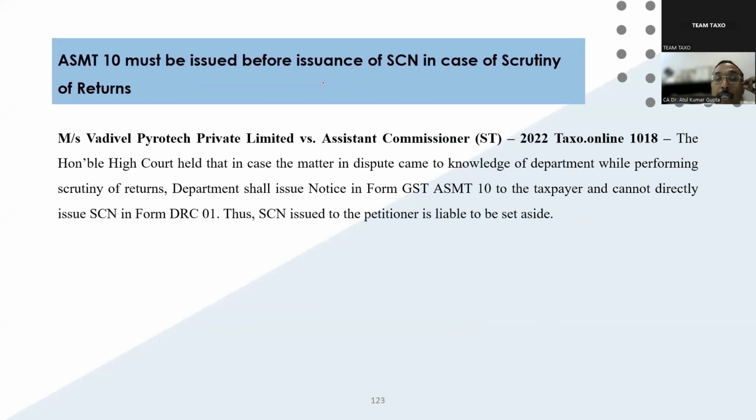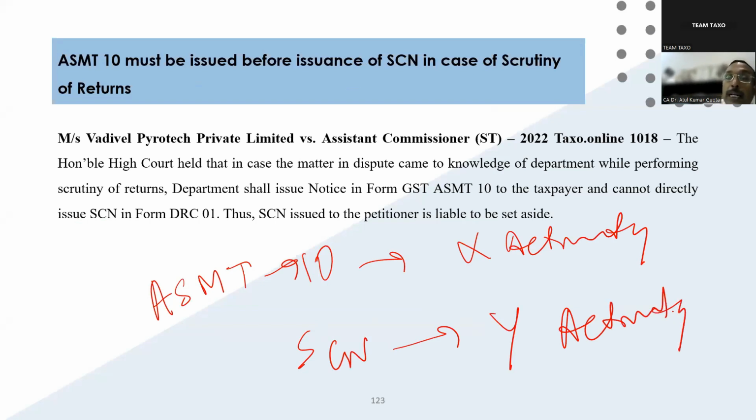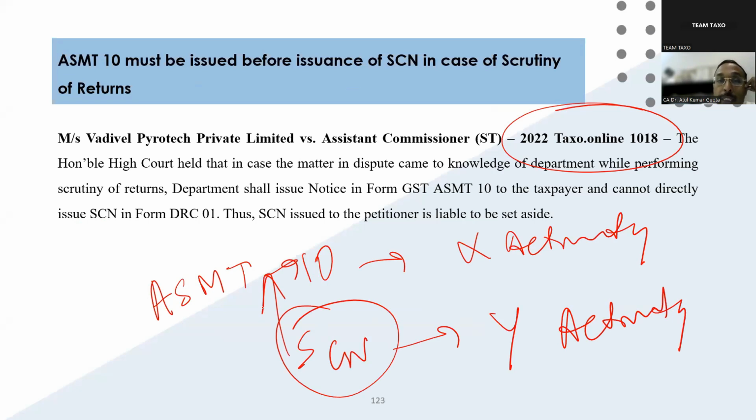And then, my dear friend, one very, very important judgment is there. In the ASMT 10, they raise an issue. For example, they issue whether X activity is subject to tax or not. But when the show cause notice was issued, it was issued on the Y activity. So the Honorable High Court mentioned in the case of Vedivil Pet Pyrotech that the show cause notice needs to be preceded by the ASMT 10 if the issue is different.